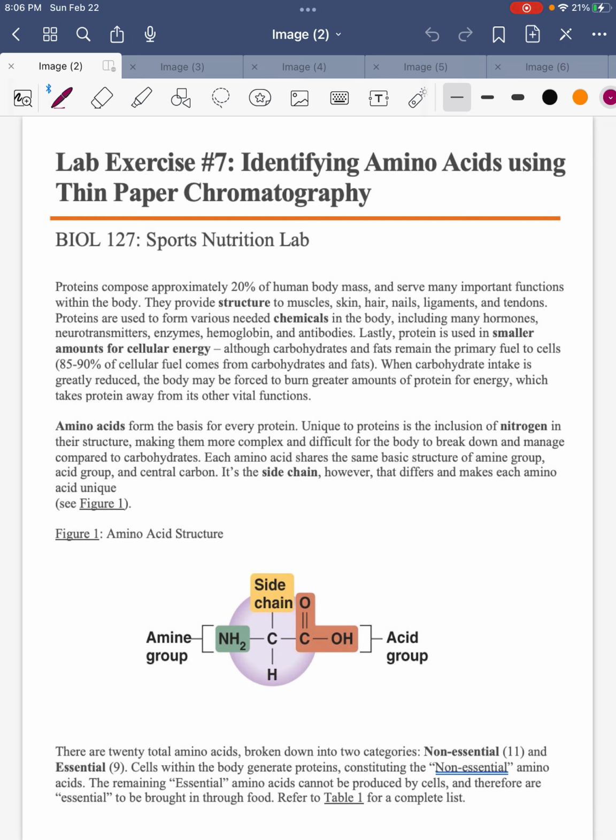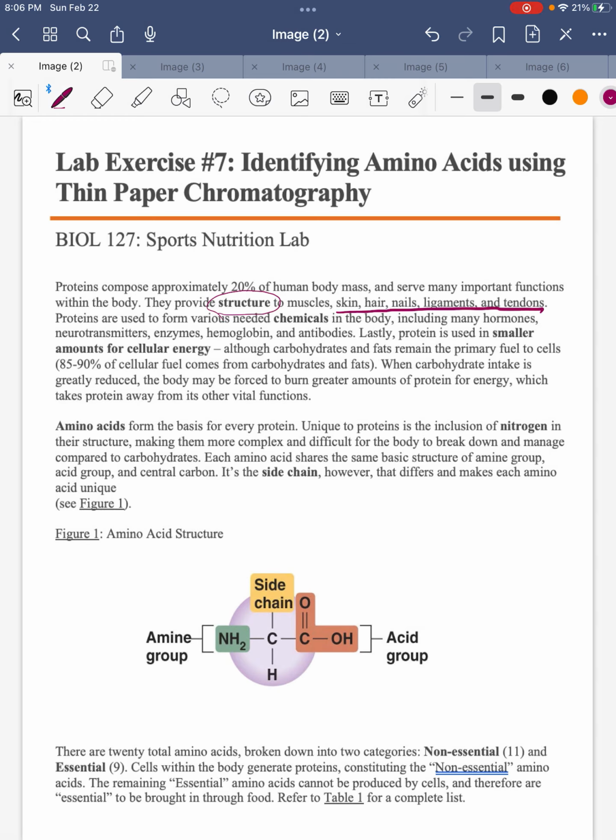Okay, folks, so we're studying proteins. And in here is a nice review about the functions of protein. I want you to remember that everyone's going to remember structure. That's the easy one, but not just muscles. We rely on amino acids for skin, hair, nails, ligaments, tendons. Those are all very important for an athlete.